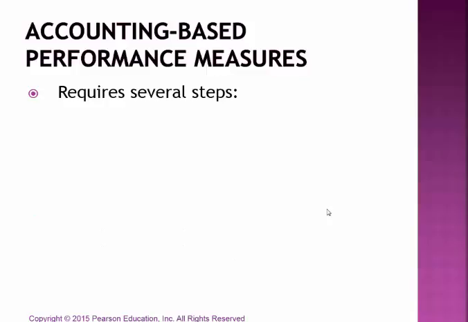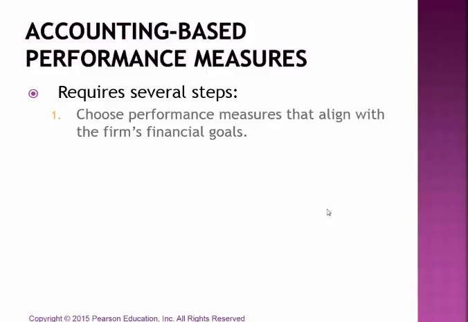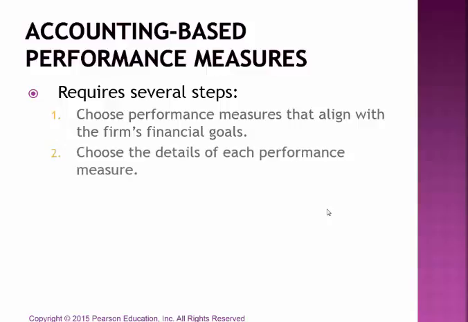So it requires us to take a look at several steps. We need to choose the performance measures that align with the firm's financial goals. So again, what's our strategy? What are our goals and objectives? And then what performance measures that we can keep up with and calculate will help us track our performance. And those are the measures that we need to choose. And I assure you, there's a whole slew of choices that we could make, but we're going to focus on just a few in this particular chapter.